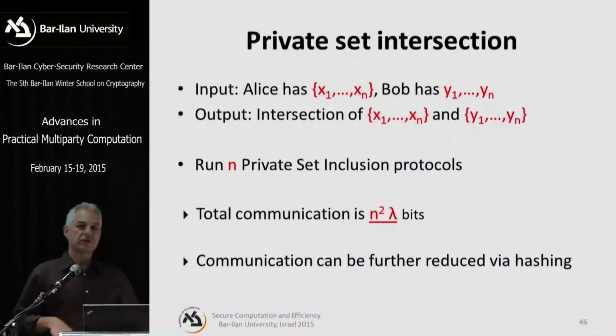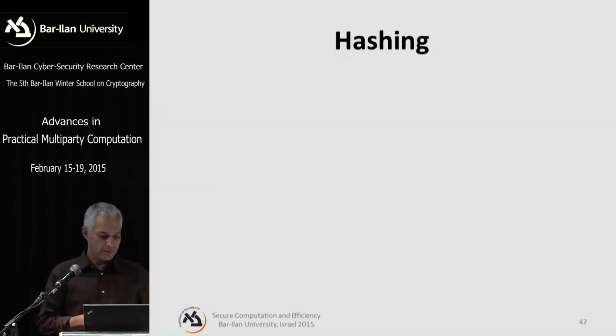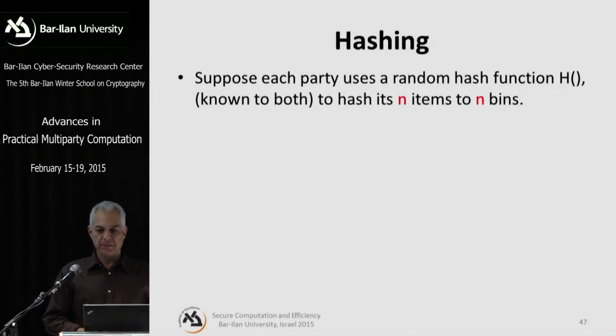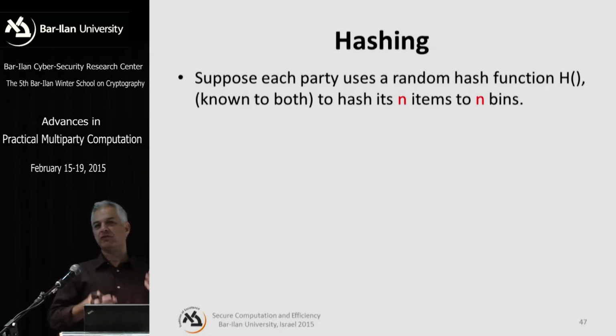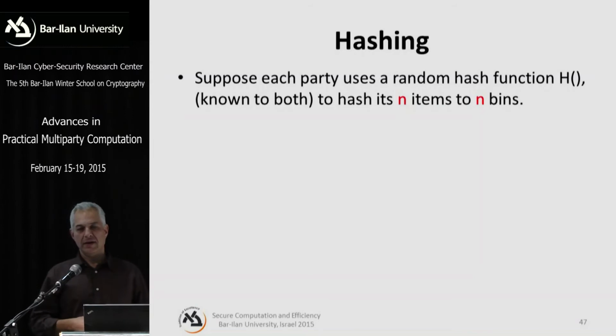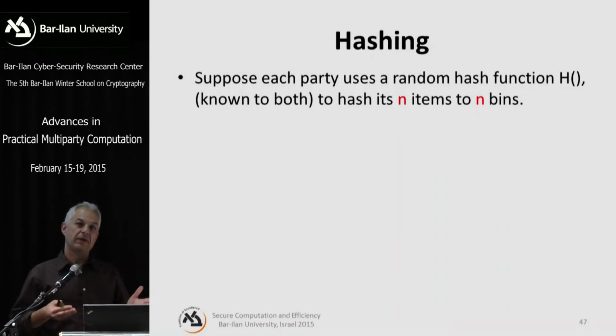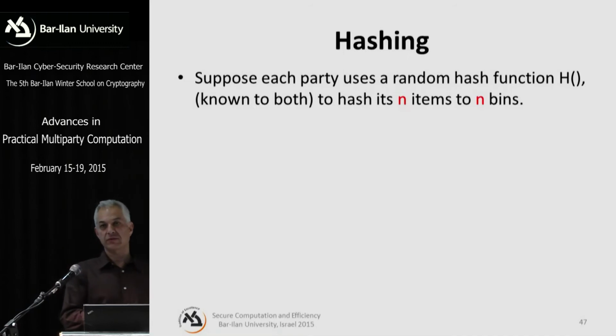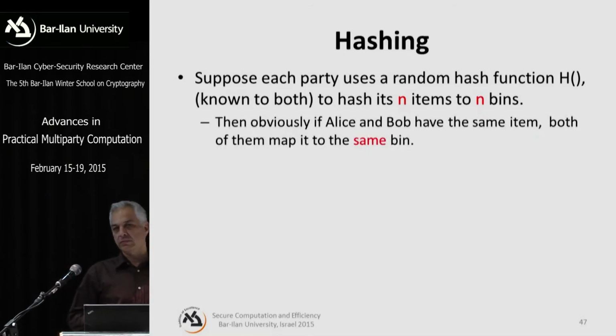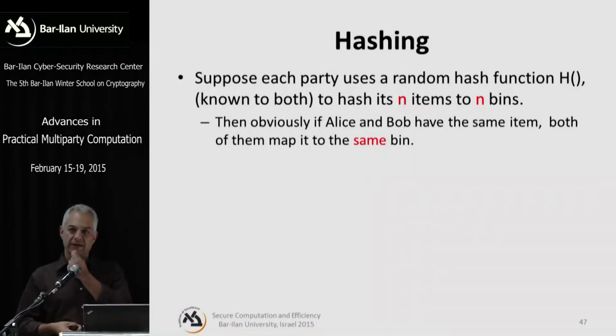Okay, but we can reduce communication using hashing. So let's reduce communication. Now, the basic idea is, instead of comparing each of Alice's items to each of Bob's items, let them first use a public non-random hash function to map the n respective items to n bins. So each of them uses the same hash function H, and each of them maps his or her inputs to n bins using that H. So item i essentially goes to bin H of i. Now, obviously, if Alice and Bob have the same input x, then both of them are going to map that input to the same bin.